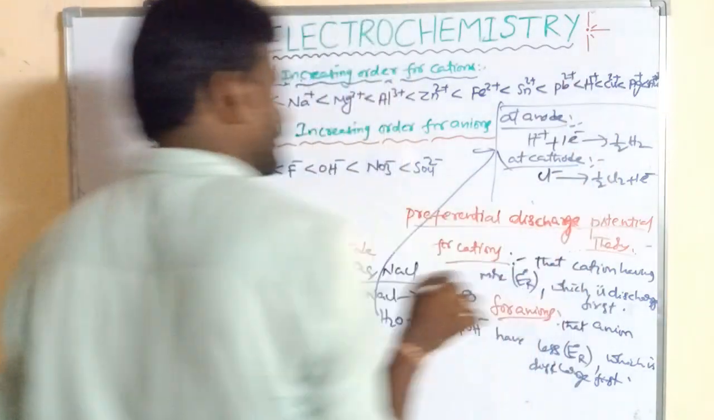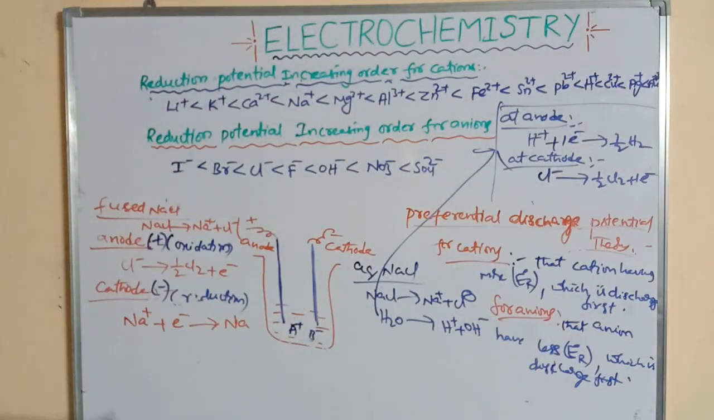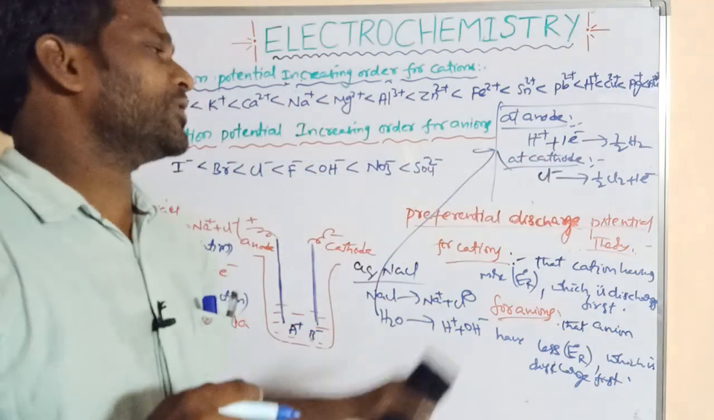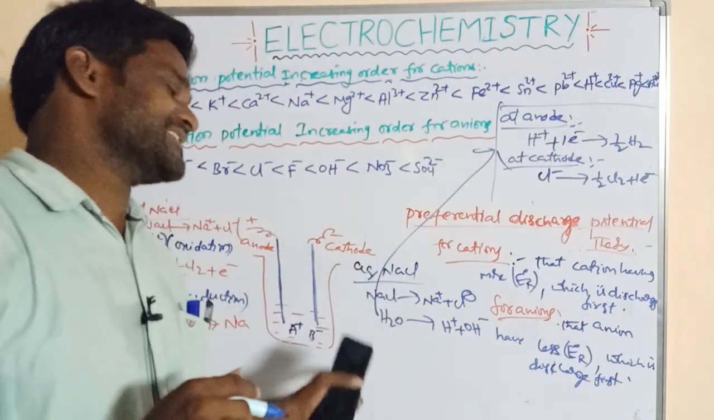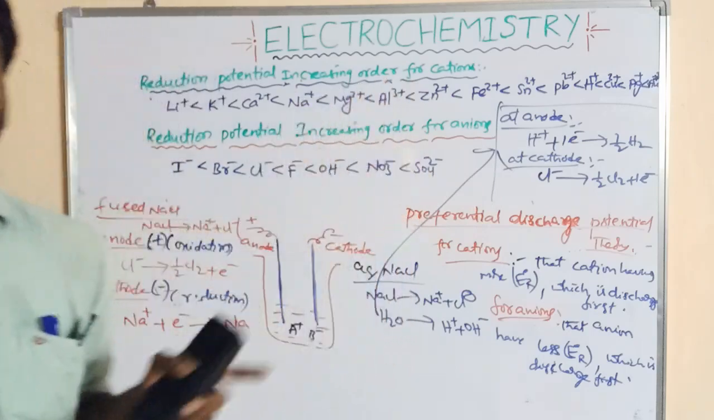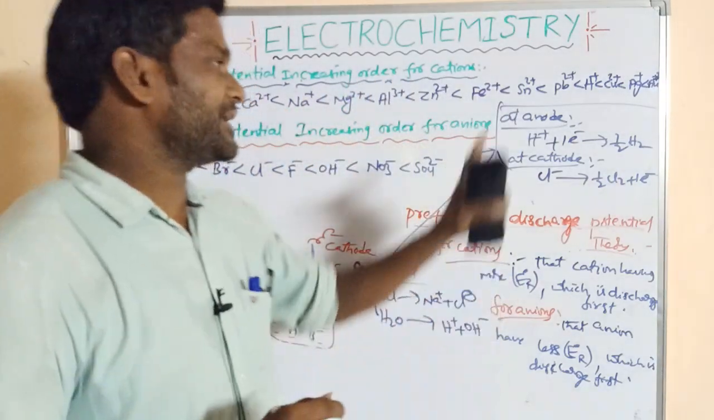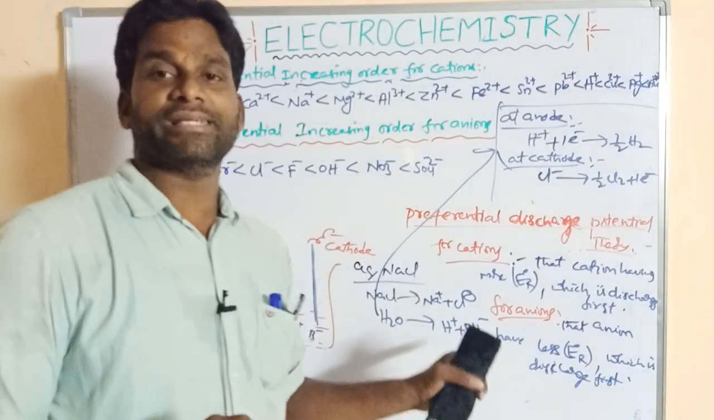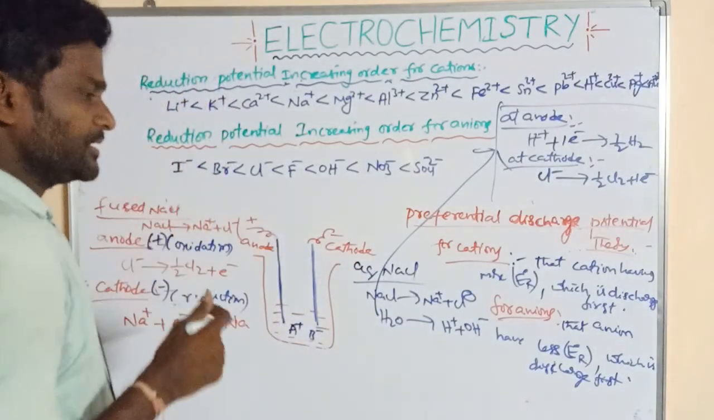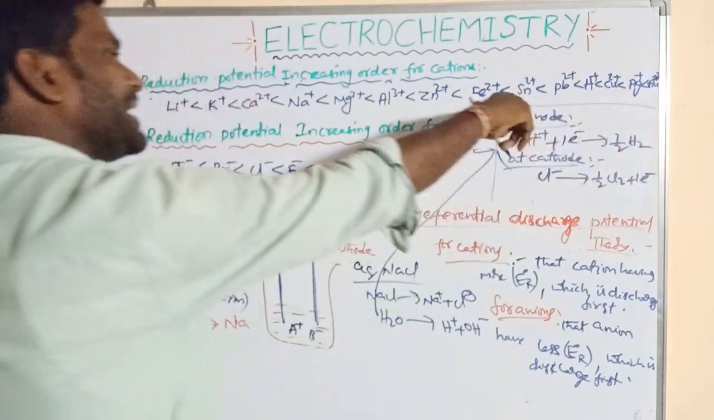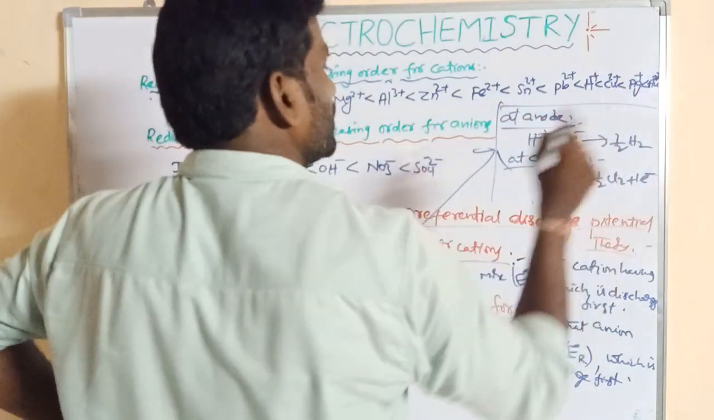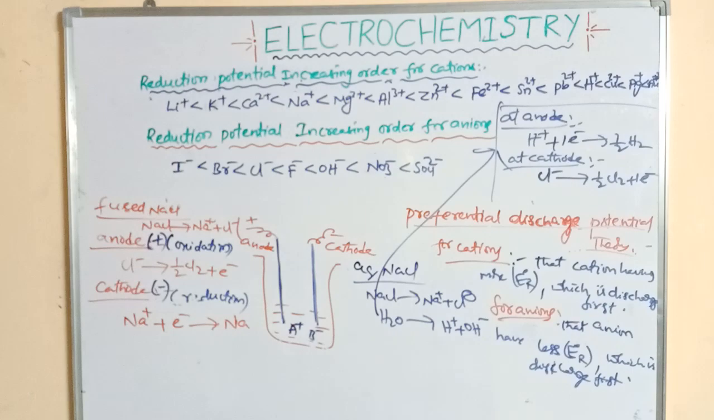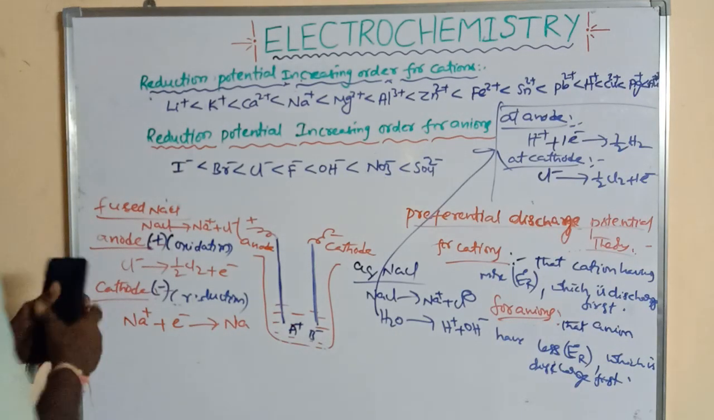What are the products at the anode and cathode during the electrolysis of aqueous NaCl? That is important. What are the products obtained at the anode and cathode during the electrolysis of aqueous NaCl? So at the anode hydrogen is obtained, at the cathode chlorine gas is obtained. This is the preferential discharge theory.